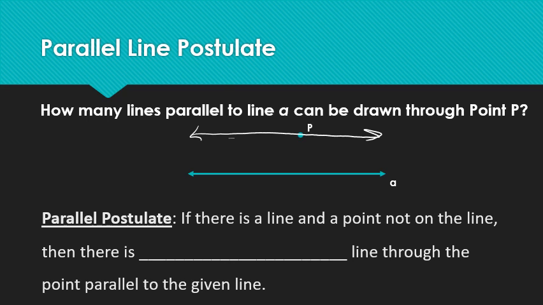The parallel postulate says if there is a line, so we had a line, and we had a point not on the line, then there is exactly one line that goes through the point that is parallel to the given line. So any other lines we draw either wouldn't go through point P or they would not be parallel.